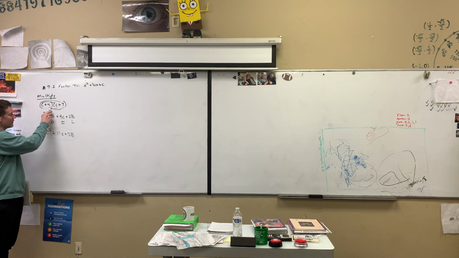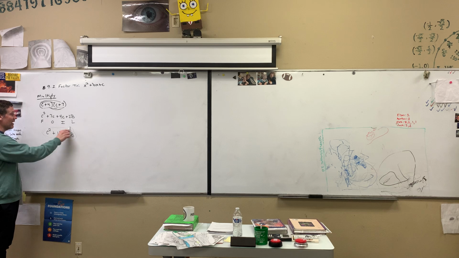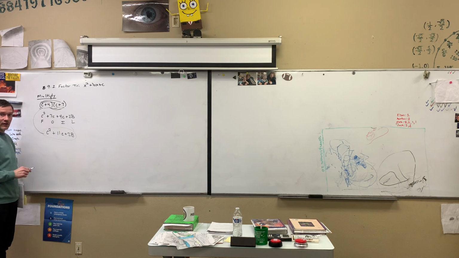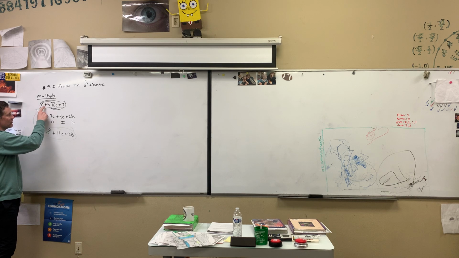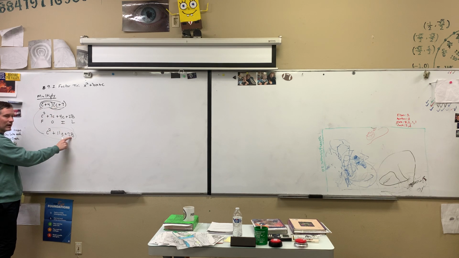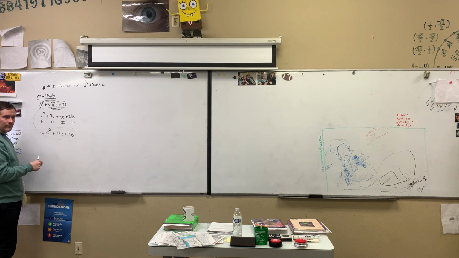And sure enough, we could look and say, well, that was easy. Well, yeah, we multiplied it together. Our goal is, we're given this and going backwards. What's important is that we understand what these parts are made up of. So c squared, where did that come from? That came from c times c. 28, what did that come from? 7 times 4. But you're like, well, what if 28 was 14 times 2, right?